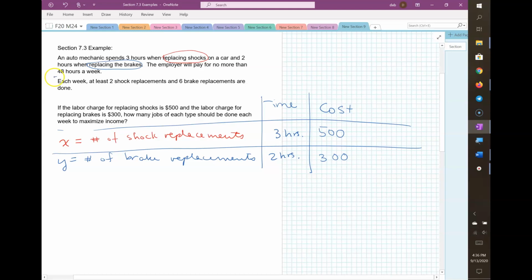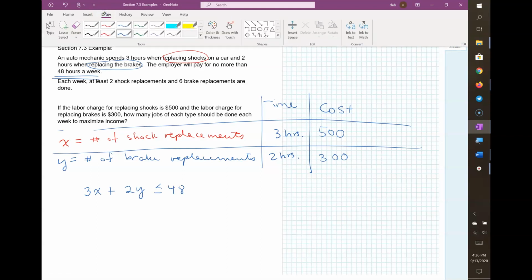So first we have a limitation on the number of hours per week. So we have 3 hours for each shock replacement times x shock replacements, so that's the total time for shock replacements, plus 2 hours for each brake replacement times the number of brake replacements, y. And that has to be less than or equal to 48. That's our limitation on the amount of time we are able to spend.